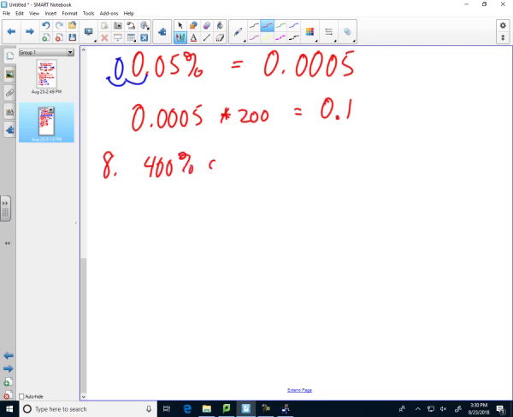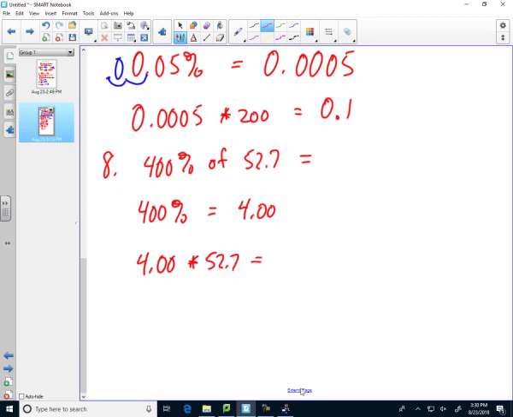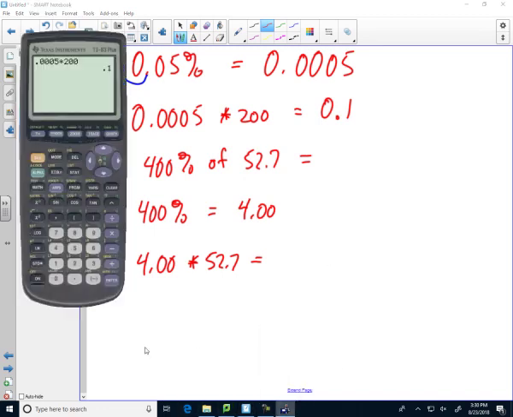400% of 52.7. So 400% is, what is a decimal? 4.00. 4.00? So 4.00 times 52.7 is 200 point something. Would be 210.8. 4 times 52.7? Boom. 210.8?